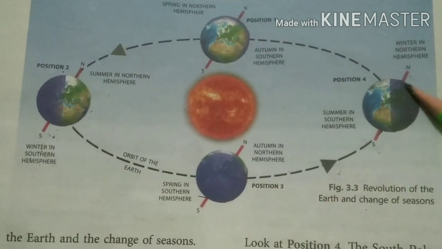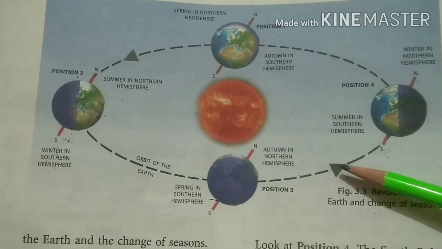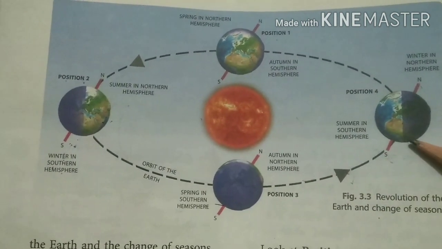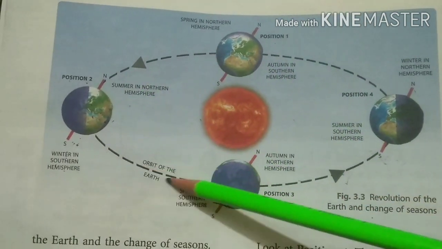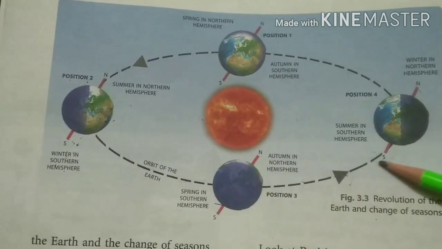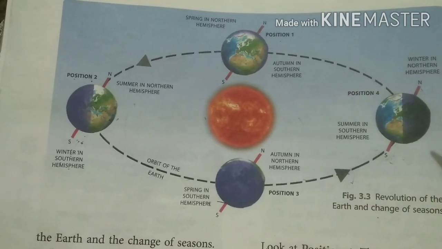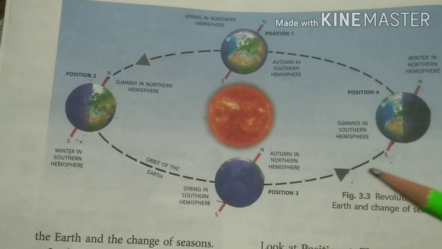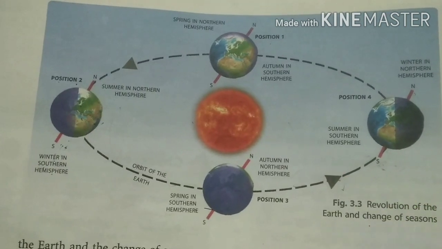As we know, our earth moves around the sun, and the path on which our earth moves is called its orbit. You can see this path on which our earth moves is called its orbit. The earth takes 1 year to complete one orbit, which causes seasons. Let's clear it through the diagram.